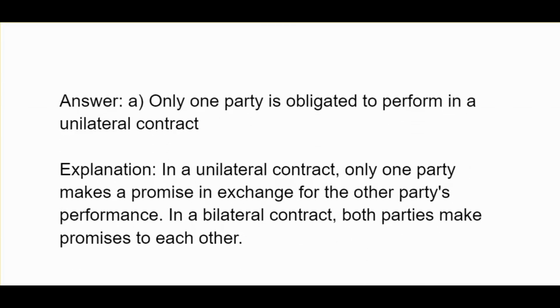A, only one party is obligated to perform in a unilateral contract. In a unilateral contract, only one party makes a promise in exchange for the other party's performance. In a bilateral contract, both parties make promises to each other.